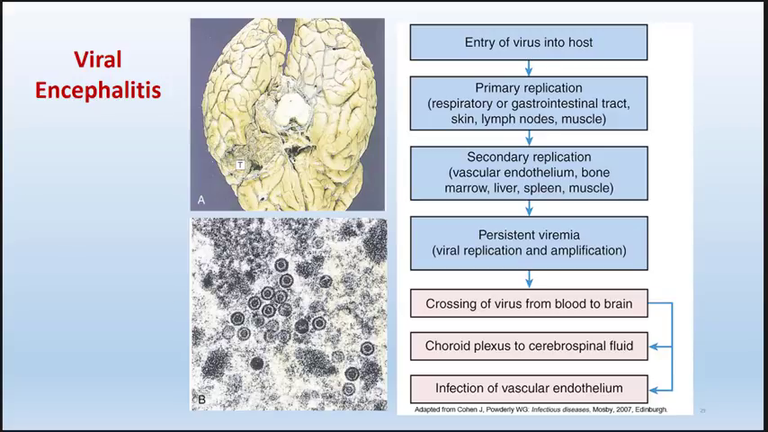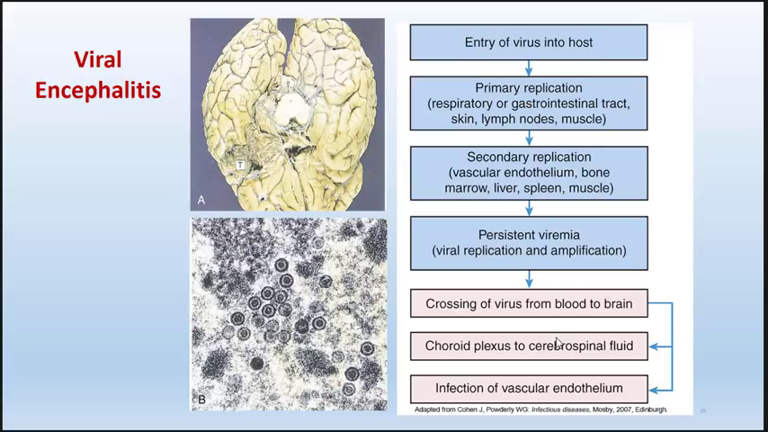This slide demonstrates the hematogenous spread of a viral pathogen to the central nervous system. So first of all, we have entry into the host. Then it's going to replicate in a particular area depending on where it actually entered the host. Then the virus will replicate in other areas, known as secondary replication, so traveling to other areas and replicating. And this leads to persistent viremia, meaning that the virus is present in the blood and persists there.